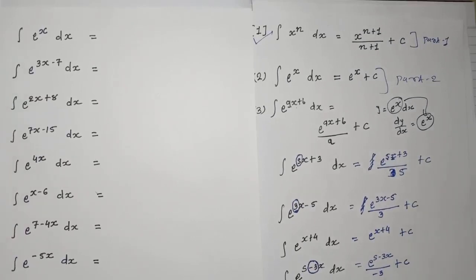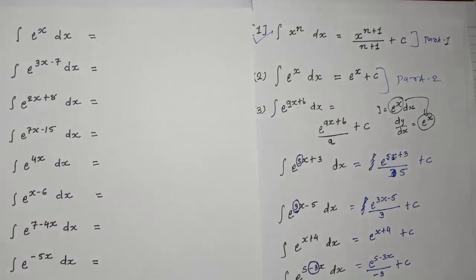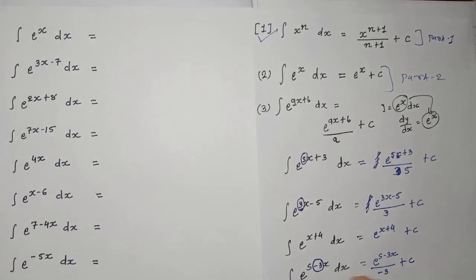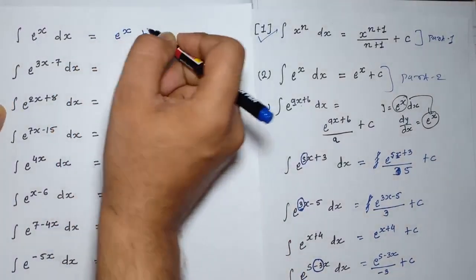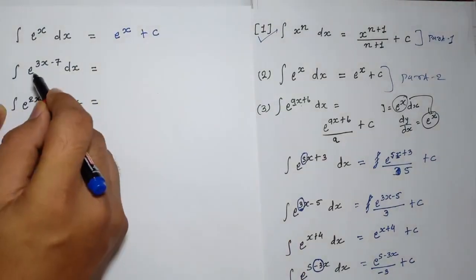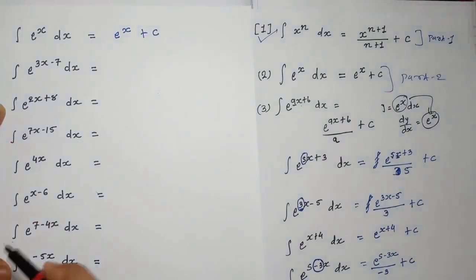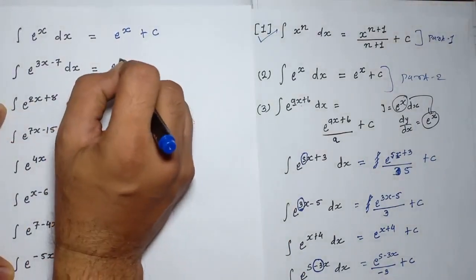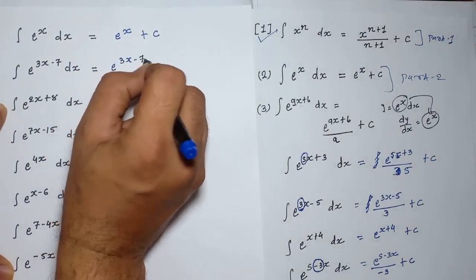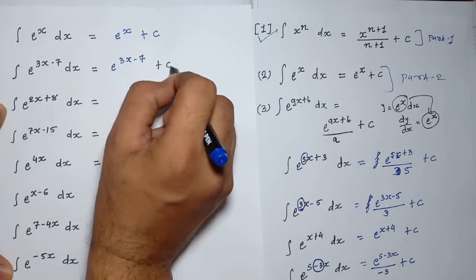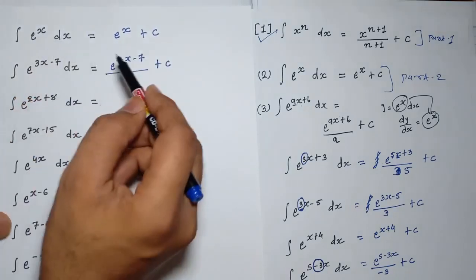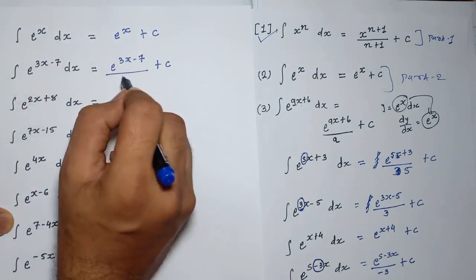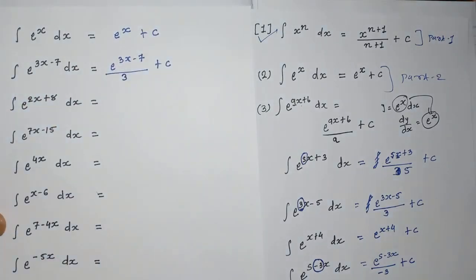First of all, here e raised to x is given. So its answer will be as it is, e raised to x. Then e raised to 3x minus 7 is given. First of all, we write it as it is, no changes. And what is multiplied with x? Here 3 is multiplied by x, so we have to divide by 3, right?